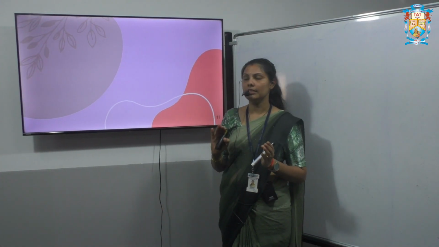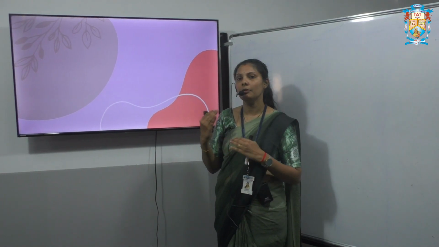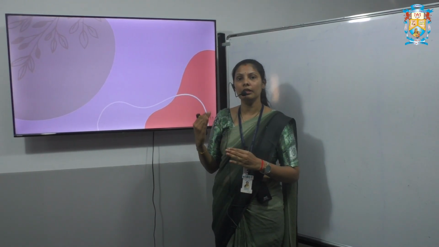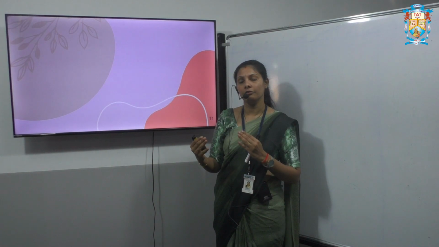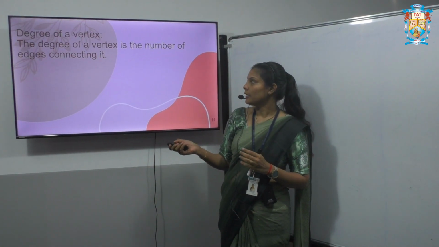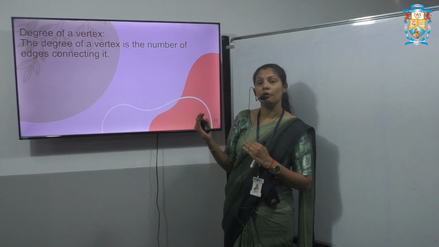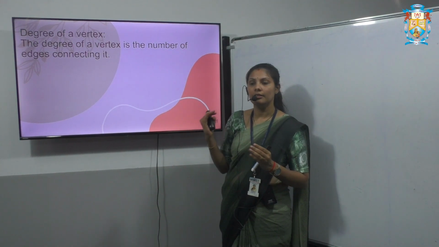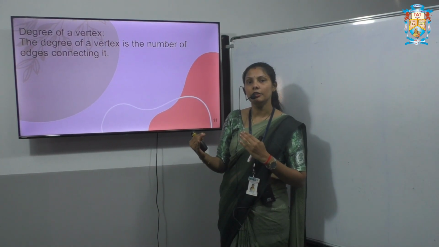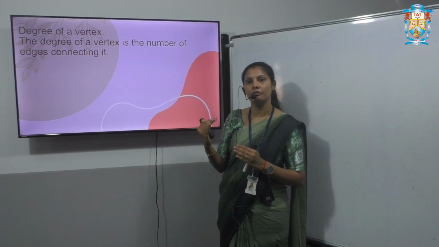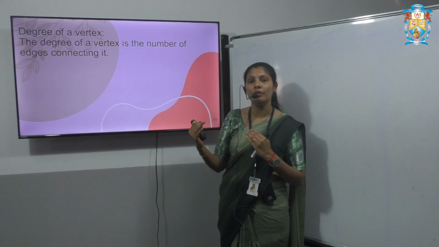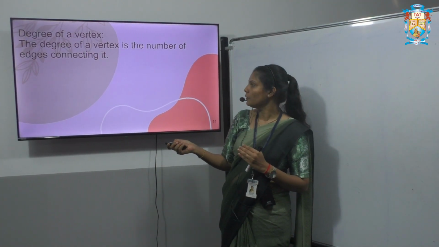So far we have seen the types of graphs. Now we will move on to the degree of a graph and the neighborhood of a graph. The degree of a vertex is nothing but the number of edges connected to the vertex.